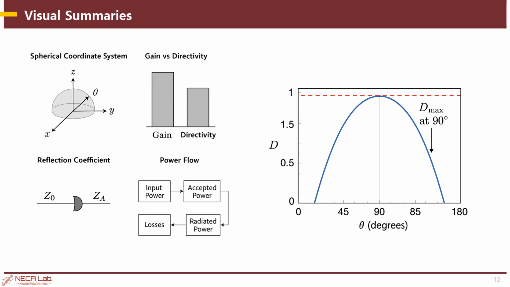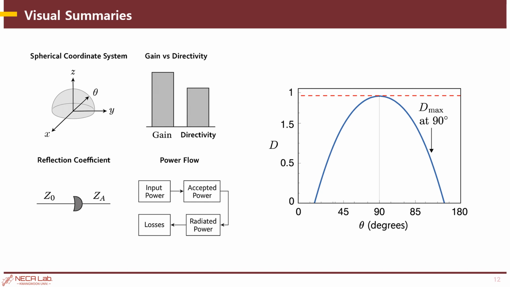Let's conclude with a visual summary of the key concepts we have discussed. Top left, we see the spherical coordinate system, which helps us define the radiation pattern in terms of theta and phi. Next, on the top middle, we compare gain and directivity using a simple bar chart. It shows that gain is typically lower than directivity because it accounts for losses. Top right, we have a directivity plot as a function of theta. You can see that D max occurs at 90 degrees, which matches our earlier discussion.